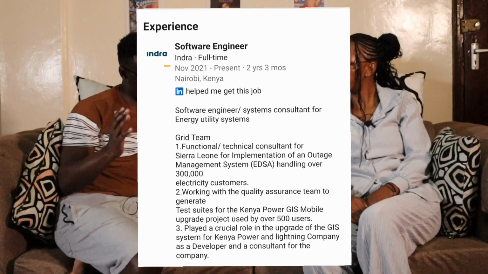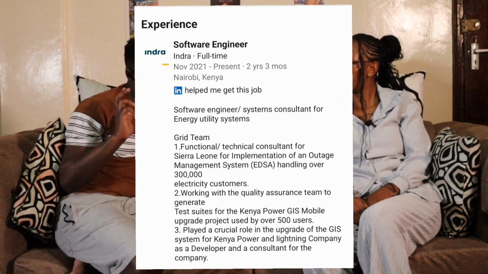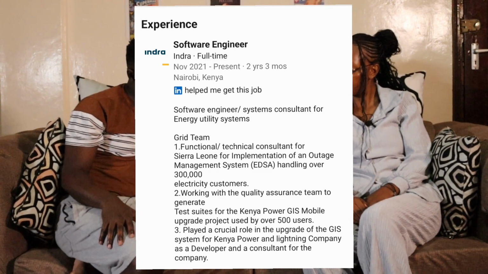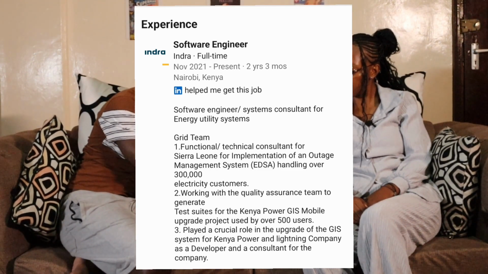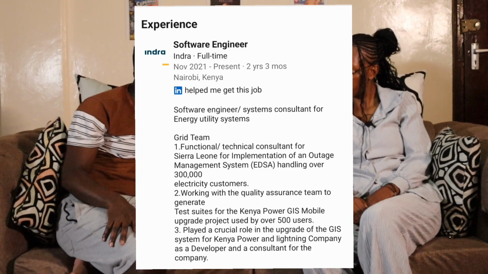Like now in your experience, you have your current employer, the time that you've been there, the period, the duration. And then there's also the role that you're currently holding, and also the work that you've been doing. So we have the grid team, then you've listed 1, 2, 3.